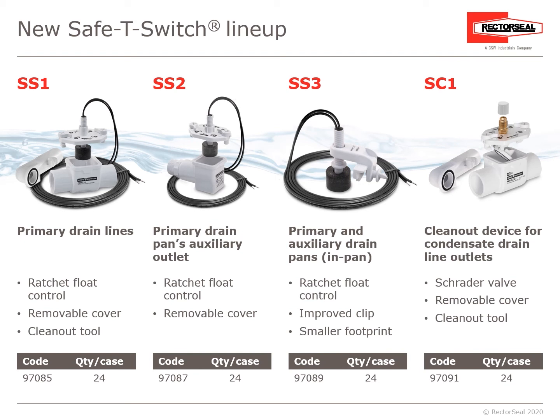The SS3, an in-pan primary or secondary drain pans, also with a ratcheted float control, an improved clip design to work on both sheet metal and plastic drain pans, and a smaller footprint, meaning it does not extend into the pan as far as the previous version, and 24 per case. SC1 is a dedicated cleanout device for condensate drain line outlets. A Schrader valve, a removable cover, as well as a cleanout tool, and also 24 per case.